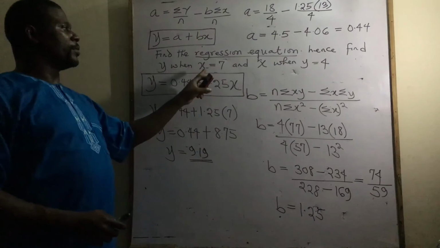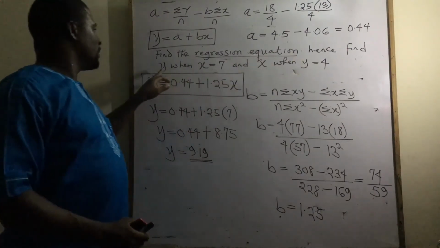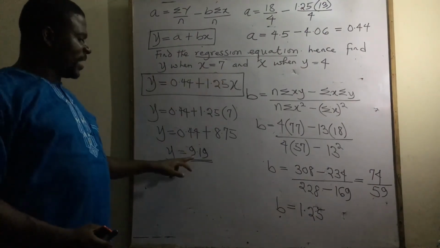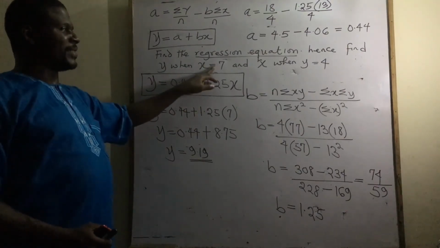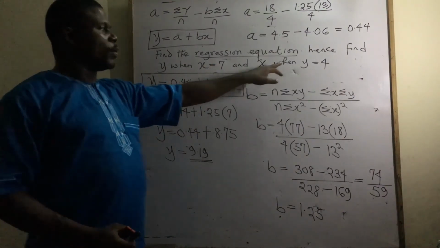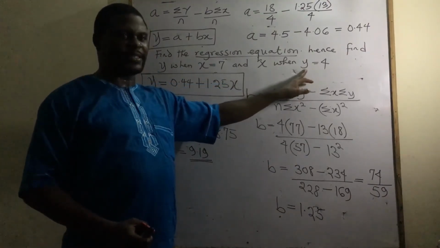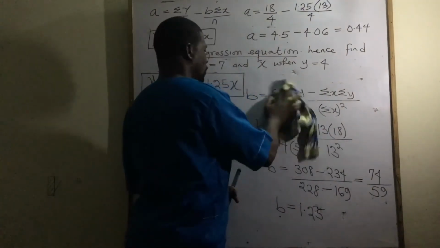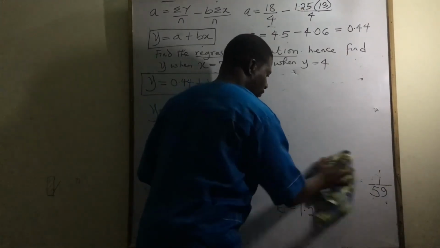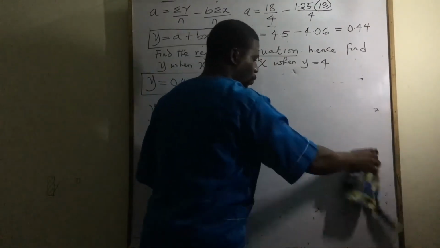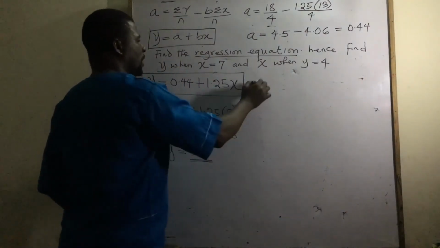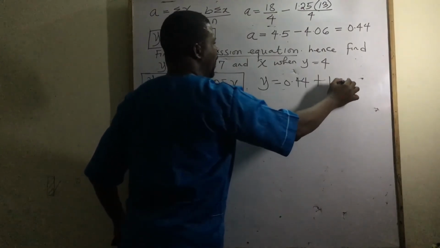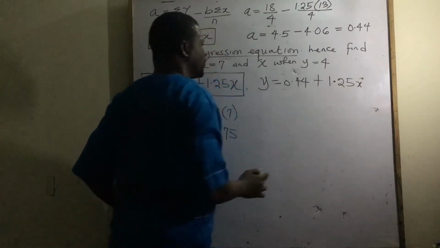You see that? That's like saying find sales when advert is 7. So sales is 9.19 when advert is 7. Then now they say find advert when sales is 4. You know, y is representing sales. So I will still use the same equation, y equals 0.44 plus 1.25x. That's what you have.